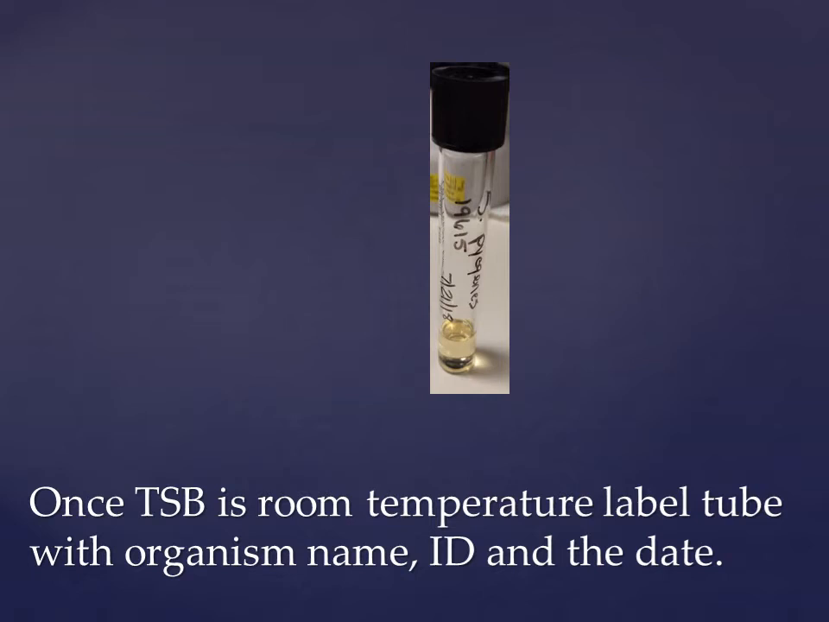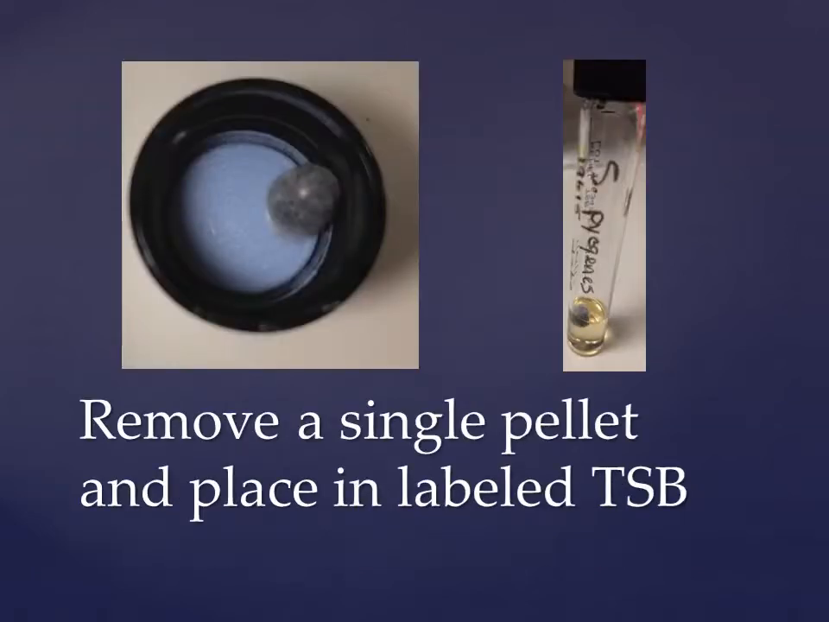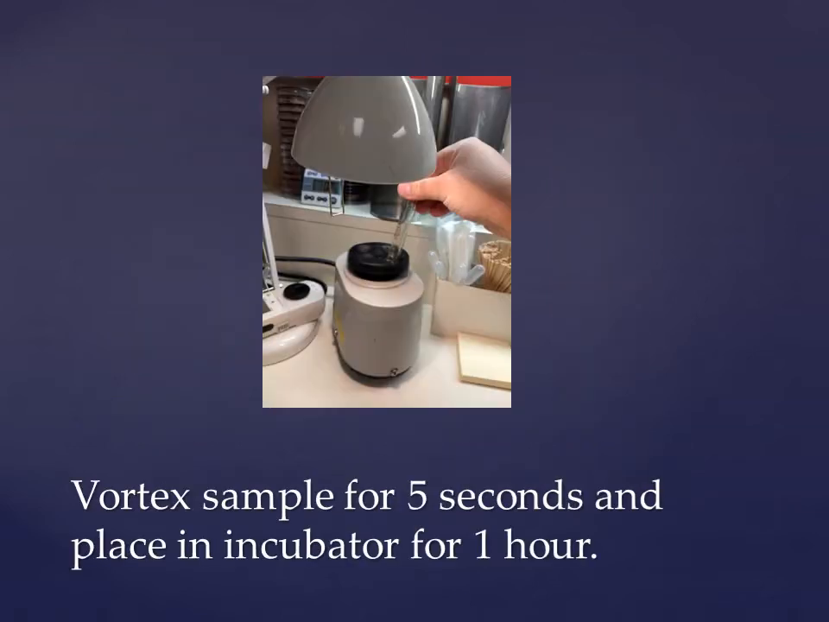We are going to label the tryptic soy broth with the name of the organism, its number ID, and today's date. We are then going to take a pellet from the glass tube and put it into the tryptic soy broth. We're going to vortex for about 5 seconds, and then we're going to put the tryptic soy broth in the incubator for about an hour.